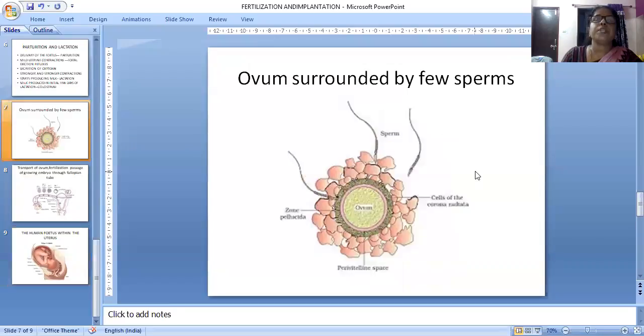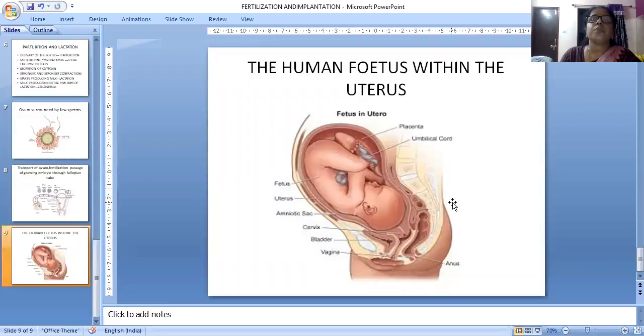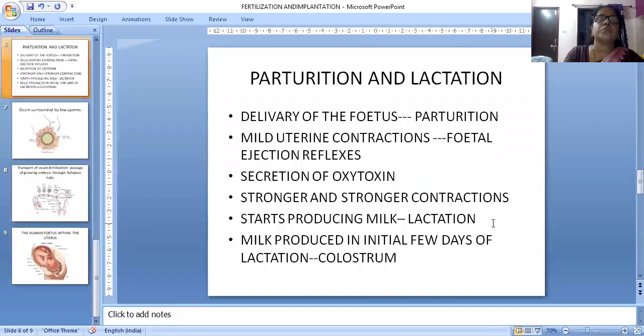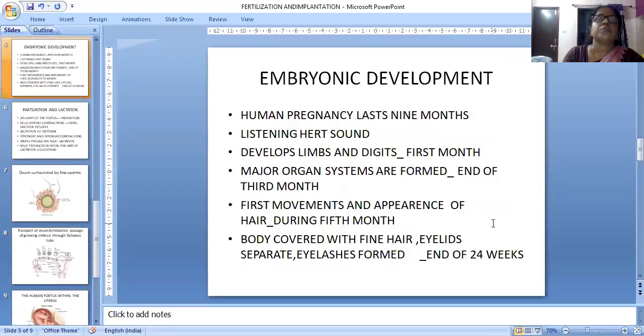See, this is the human fetus within the uterus. This is embryonic development, which we have discussed. Human pregnancy lasts 9 months. Different species have different gestation periods. The duration of pregnancy is called the gestation period, and humans have a gestation period of 9 months. After the completion of the first month, the heart sound can be heard.